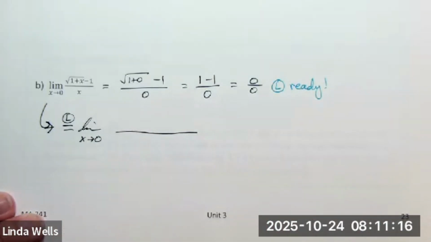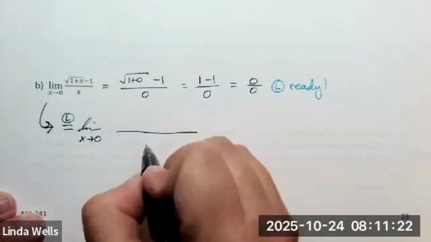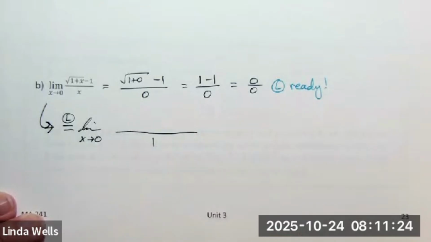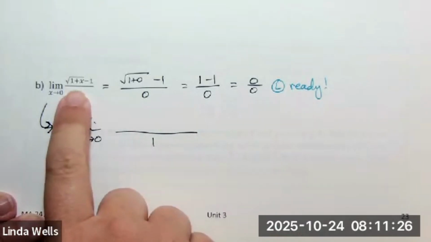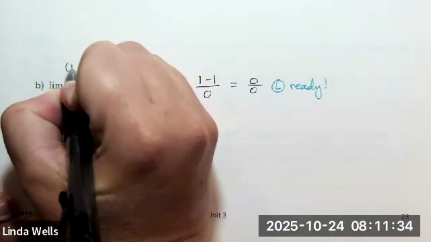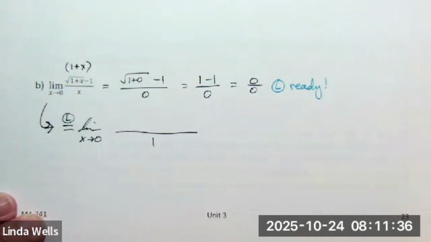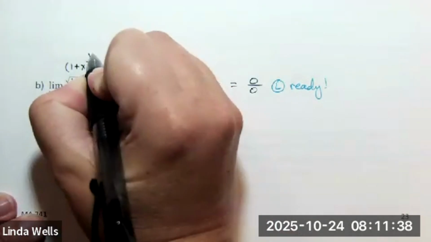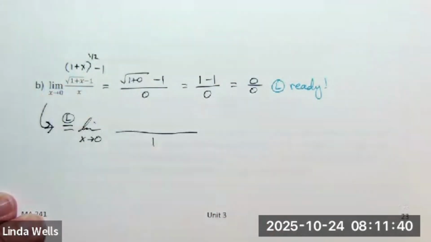Let's do the easy one first. Which one's easy? The bottom. What's the derivative of the bottom? 1. Yeah, I feel better. Okay. Partial credit. The top is a little bit trickier. Why? What do we need to do first? Instead of square root, we're going to rewrite it. 1 plus x to the 1/2 minus 1. That's the numerator. That's what you're going to take the derivative of.